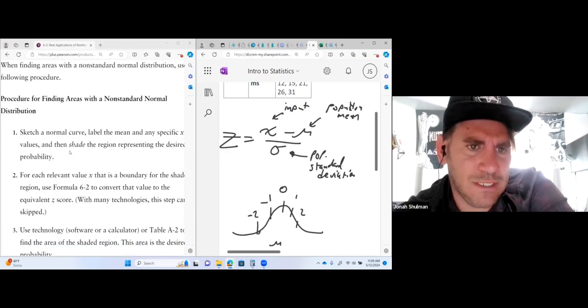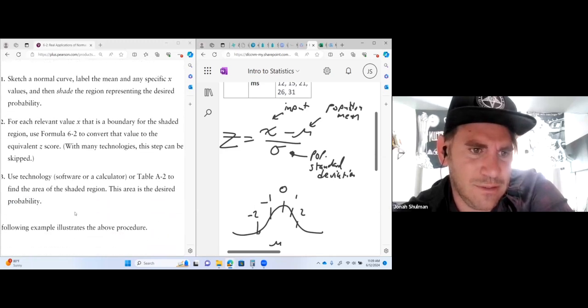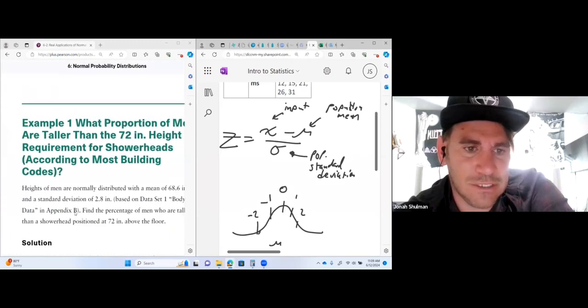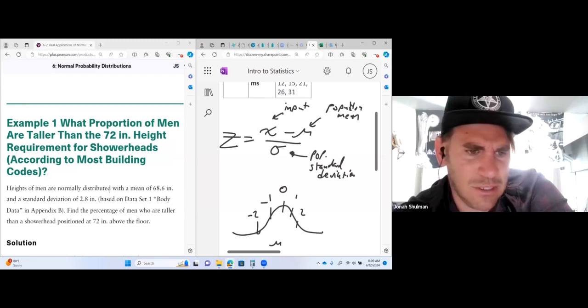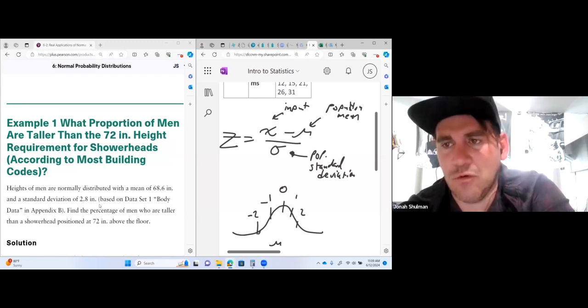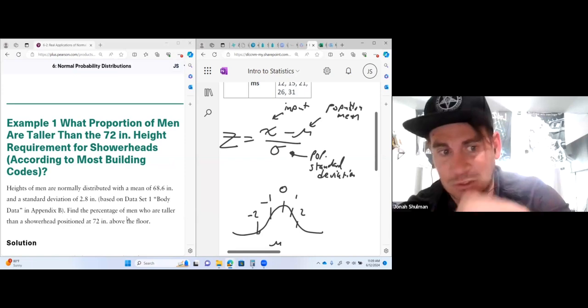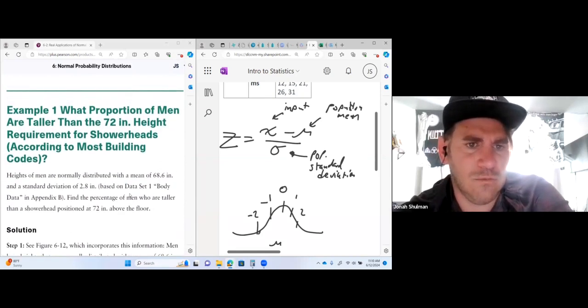So to do it, we sketch the normal curve, we shade it. For each row, we use the technology, then we can use the technology or the table. All right, I think we're just going to jump right into it. So heights of men are normally distributed with a mean of 68.6 inches, standard deviation of 2.8. What a surprise. Height. Find the percentage of men who are taller than a shower head of 72 inches above the ground.